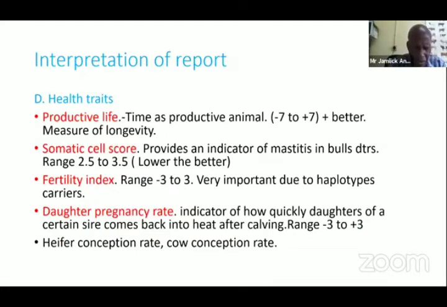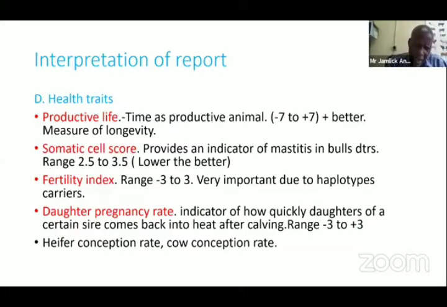Somatic cell count score provides an indication of the chances of mastitis in bulls and daughters. This is the only index where a lower figure is better. As you have seen with all other indexes, a low figure is not good for us. But for somatic cell count, the lower the better. It ranges from 2.5 to 3.5. Anything above 3.5 means the chances of getting mastitis are very high from those animals, so the use of the doses is higher.